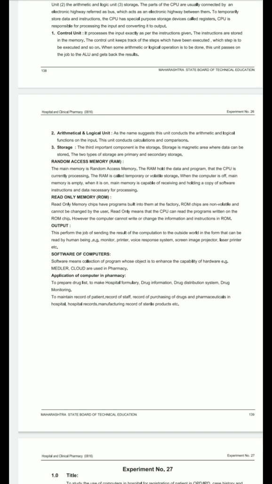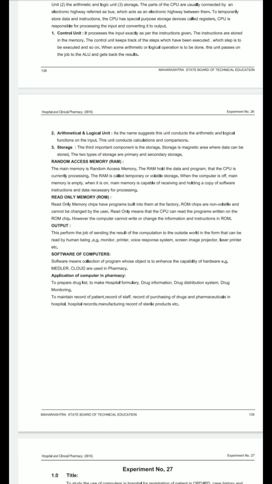Next is the software of the computer. Software means the collection of programs whose object is to enhance the capability of the hardware. For example, modelers and cloud are used in the pharmacy.